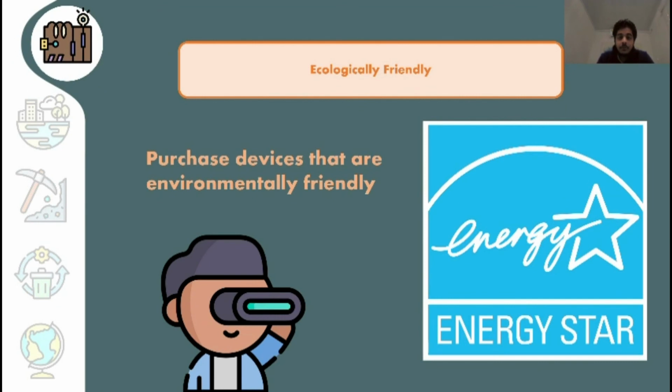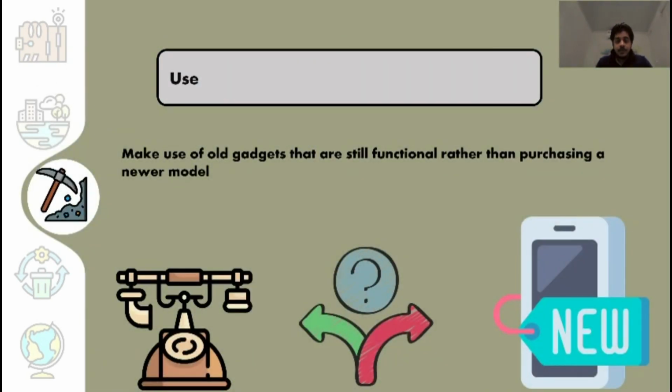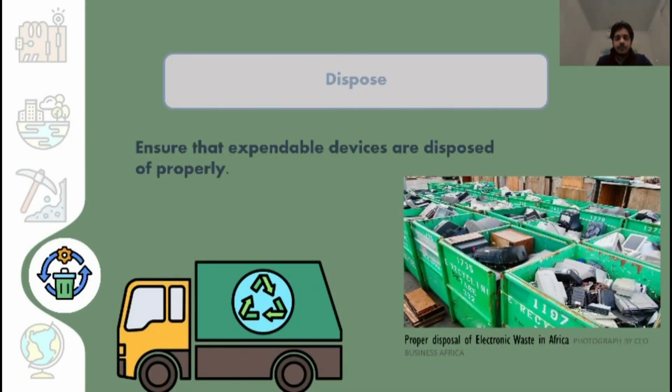We can ensure that when we purchase devices they are environmentally friendly, and we can do so by looking out for Energy Star, or making sure that the devices we are looking at buying are verified by EPEAT. We can donate our devices that we no longer need to charitable organizations that find better uses for them. We can use our old devices rather than buying new ones. And finally, when our devices have reached the end of their lifetime, we can ensure that they are properly disposed of and recycled. Thank you.